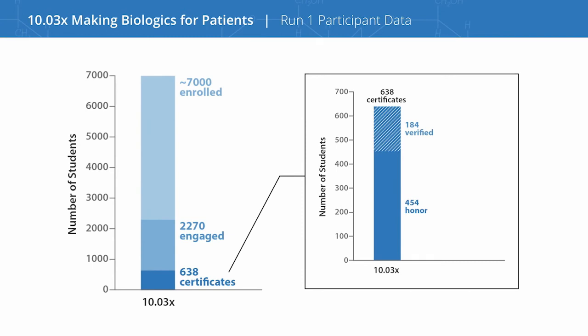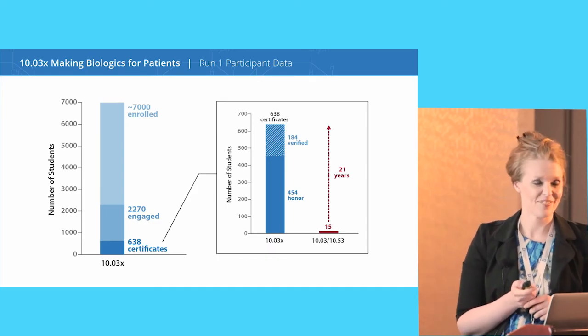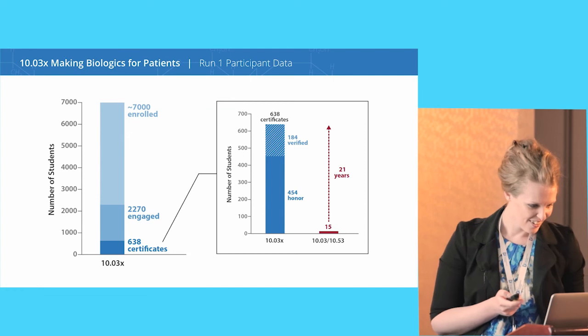And to put that in perspective, the on-campus course that I mentioned, the 1003, normally has only about 15 students per course, sometimes even less. So that means that in order to reach the same number of students in one online course, the on-campus course would have to be taught 42 times or over 21 years. So quite a marked difference.